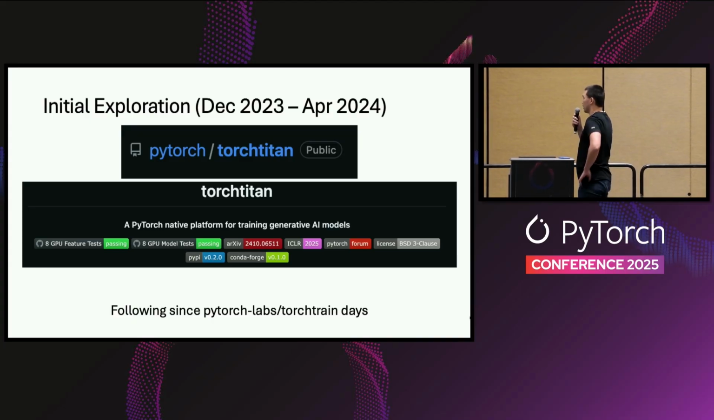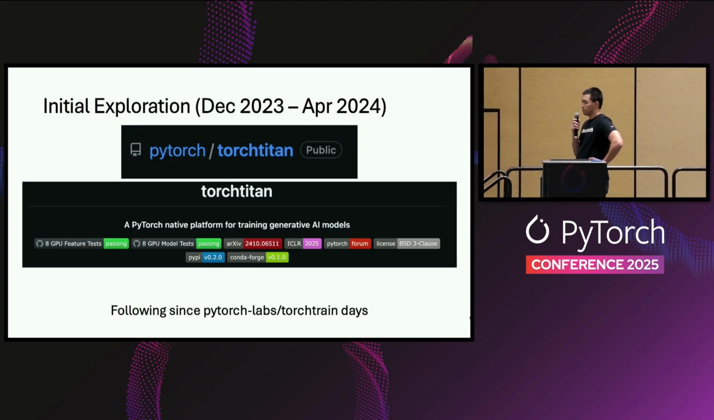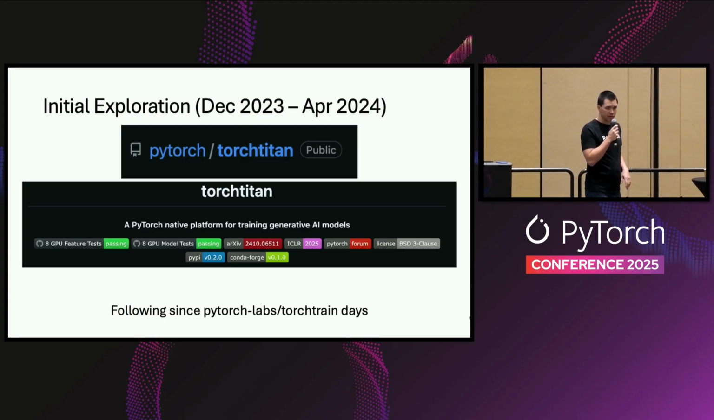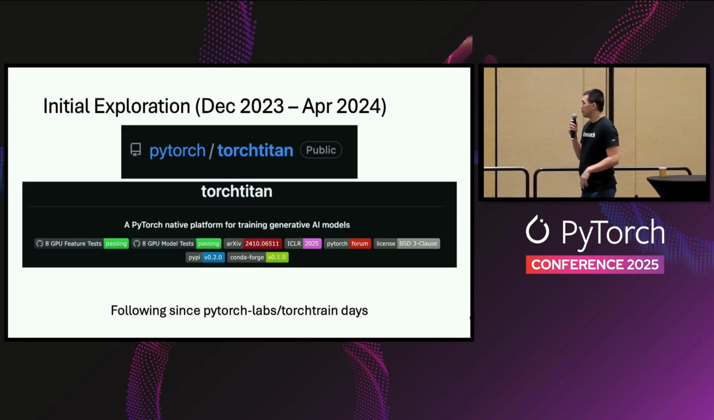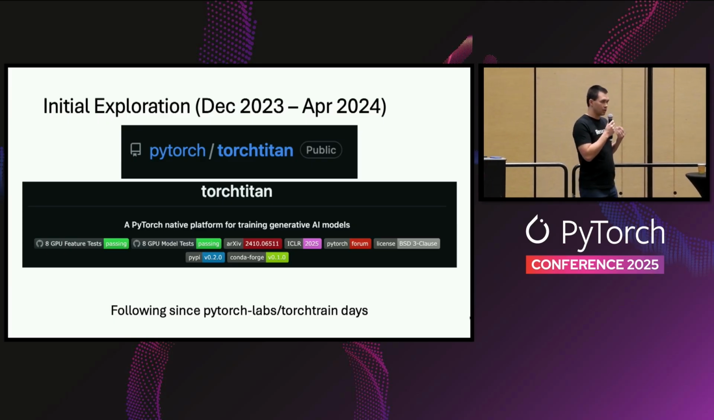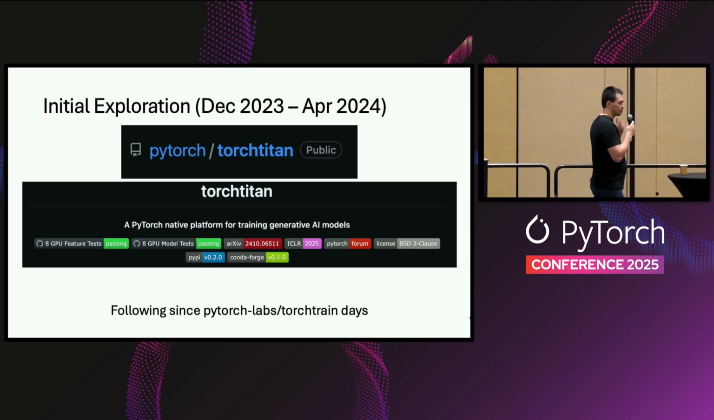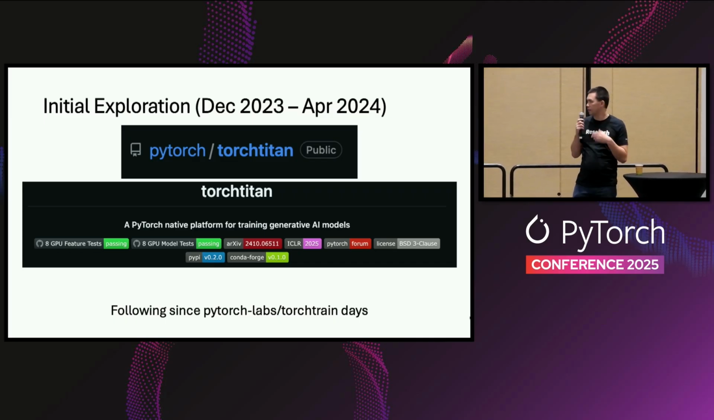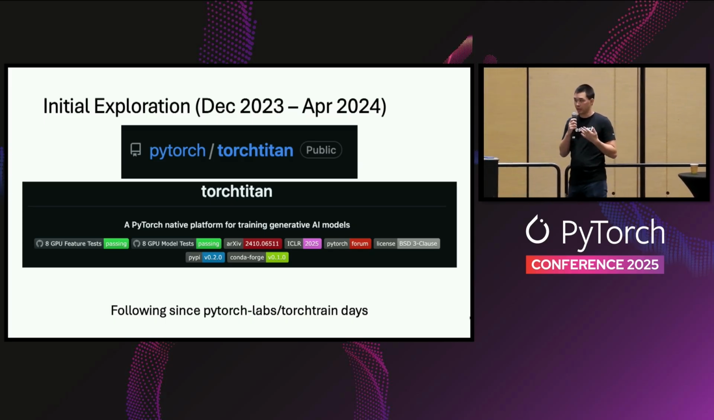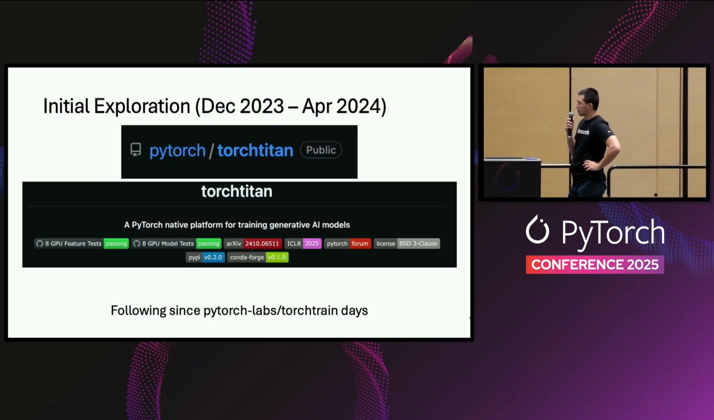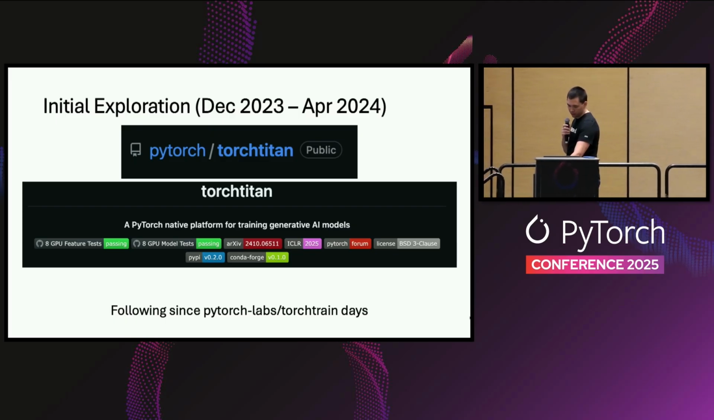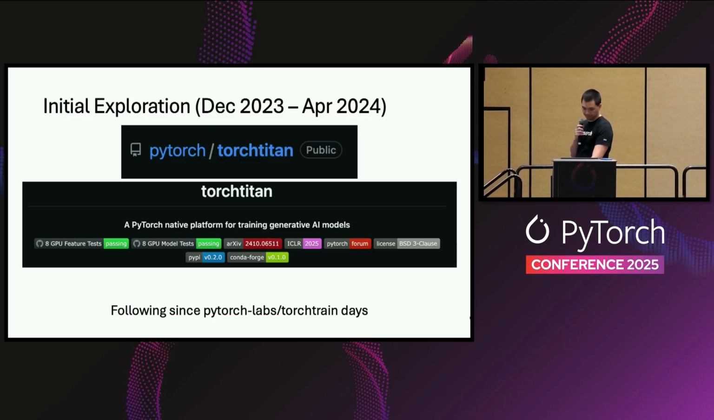So what is TorchTitan? TorchTitan is a Torch native platform for large-scale training. That means mostly pre-training, mostly large language models right now. But it's really nice in that it's totally native. No external dependencies. It shows you how to do full end-to-end runs with fully sharded data parallel, tensor parallel, pipeline parallel, all the things you would want, and how to combine them in a Torch native way. And it's something we've been following since the days when it wasn't even called TorchTitan. It used to be called TorchTrain, but it's graduated from the PyTorch Labs days.